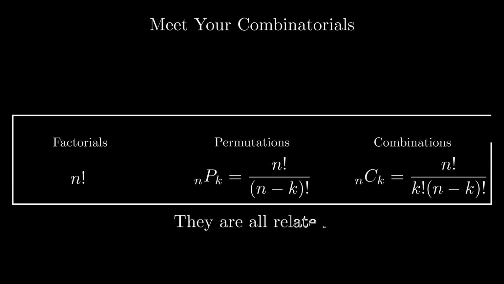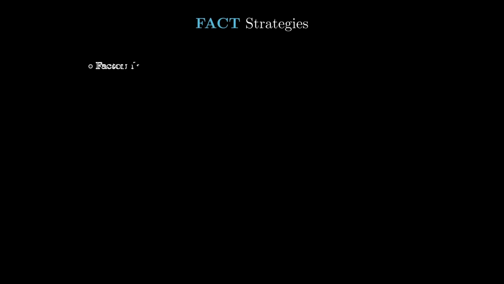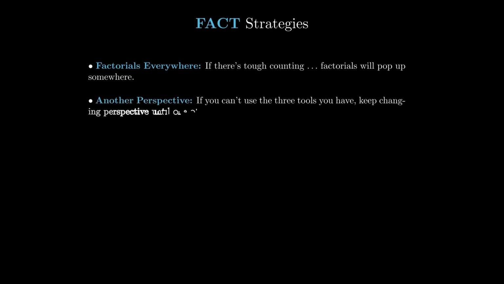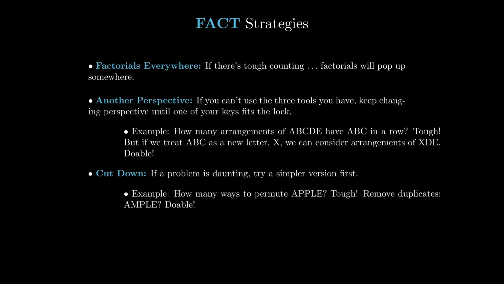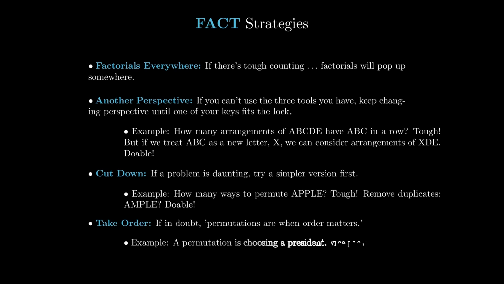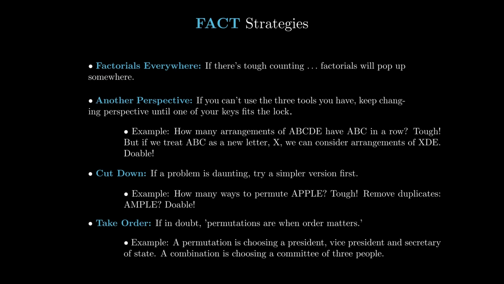Hopefully by now, you're getting a better sense of how to quickly translate between these different functions. For quicker strategizing, just remember the acronym FACT. F stands for factorials. They're everywhere, so if you're in a tough counting problem, one is bound to show up. A is another perspective. Just keep switching perspectives until you find one that actually works for you. C is cut down. If a problem is daunting, simplify at all costs first. And lastly, take order. If in doubt, use that common motto of permutations are when order matters. These four facts are the key to your success.